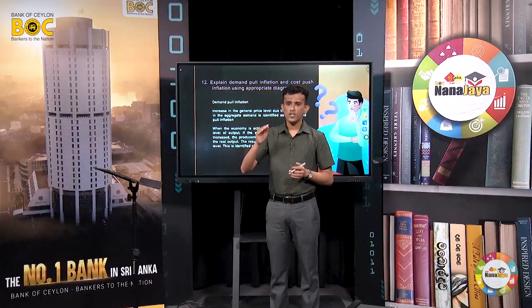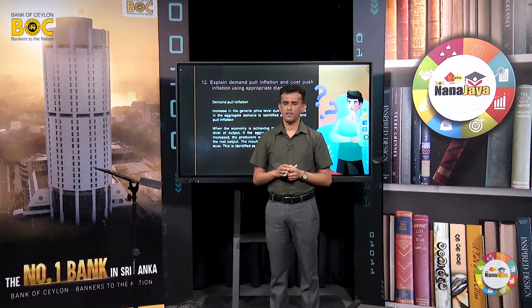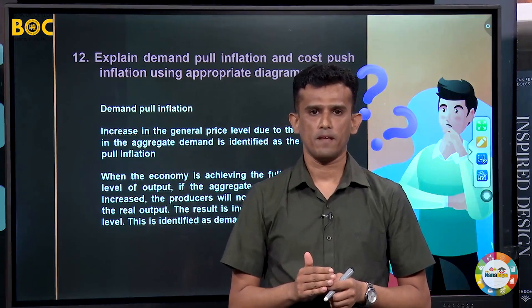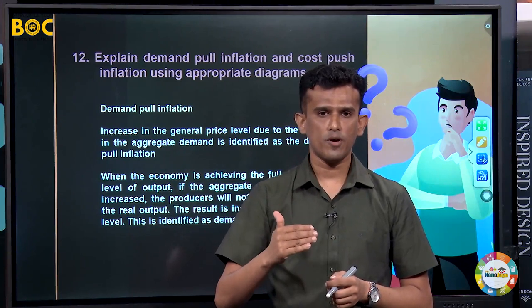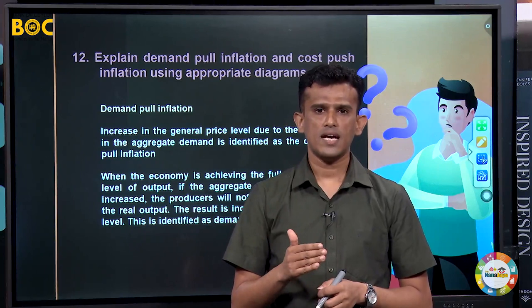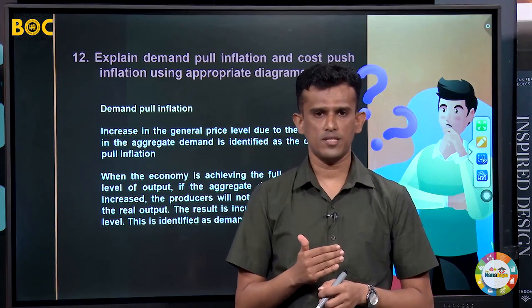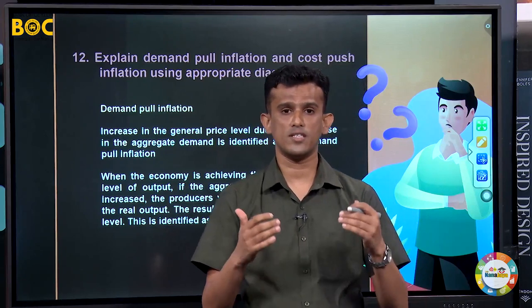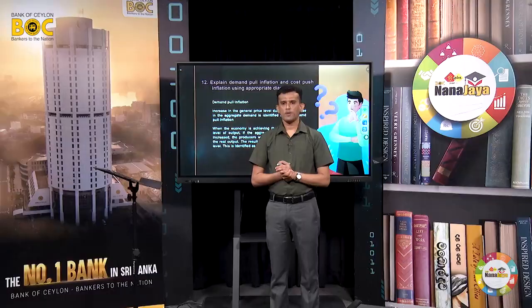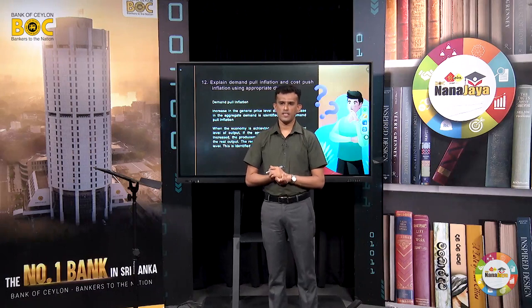But even after achieving the full employment national income, if the aggregate demand of the economy is further going up, the producers are not in a position of responding for this by increasing their level of production because they already achieved the full employment national income. So when an economy is achieving the full employment national income, if the aggregate demand is further increased, that will lead for the general price level of the economy to go up. So we identify this as the demand pull inflation.